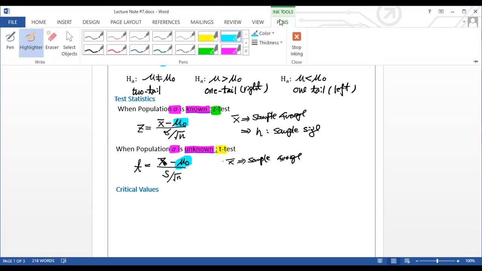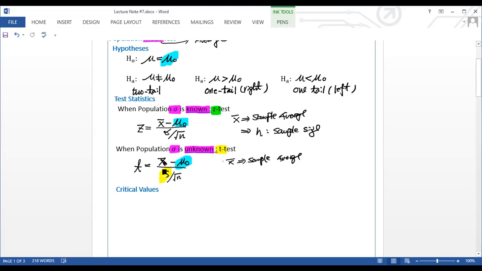And now I have this s here. So what is the s here? This is what we call the sample standard deviation. And the n is what we call the sample size here.